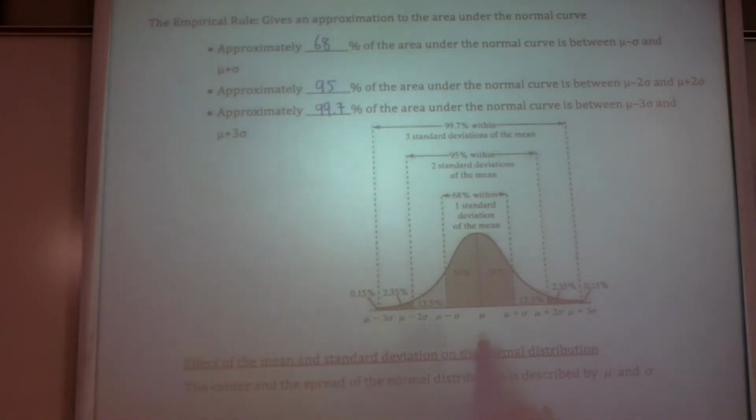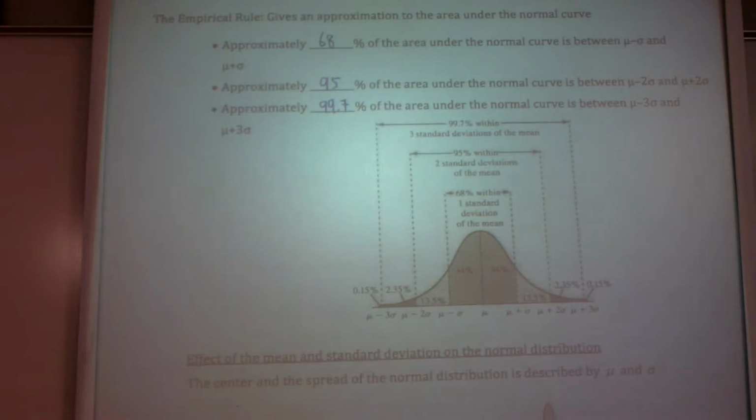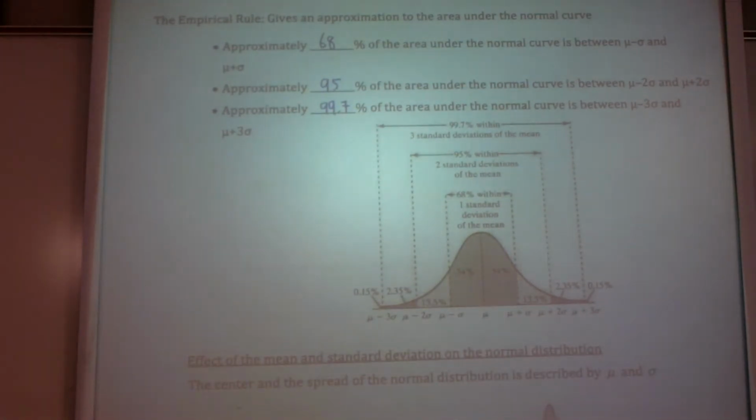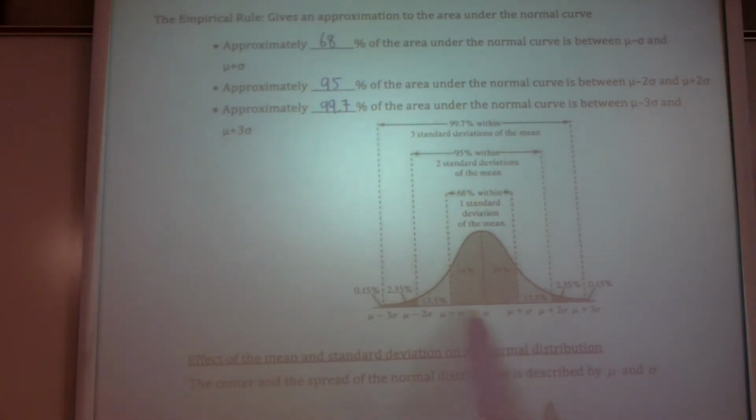If I go out from the mean 1 standard deviation, so going up and going down, then I have a total of 68% of the area under the curve within 1 standard deviation. Now if I split 68 in half, that's how I get 34 above, 34 below. So I could then figure out individual probabilities there. Then I go to 95. So if I go out 2 standard deviations, I go out 95%.